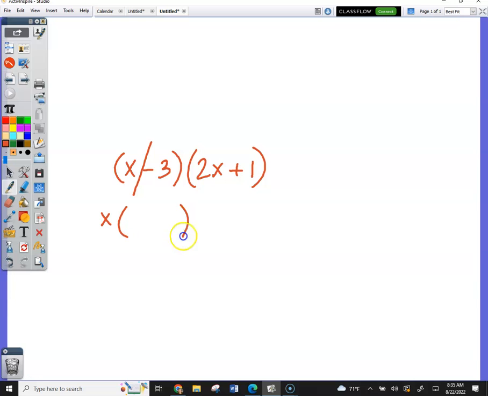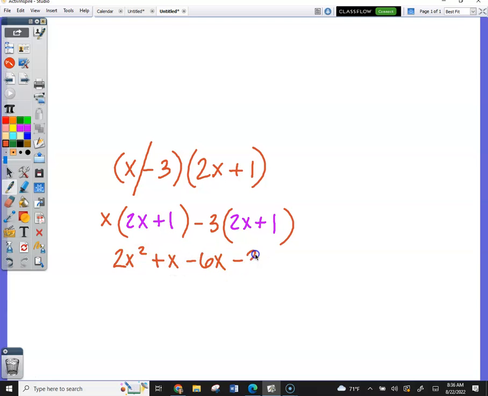Last week on Friday, I gave you problems like 3 times (2x plus 1), I don't know. And we were multiplying, and I showed you the distributive property where you split the first set up, and then you repeat the second set, and that made it easier to multiply when you have a binomial times a trinomial. And then you multiplied it all through, so this was 2x squared plus x minus 6x minus 3.